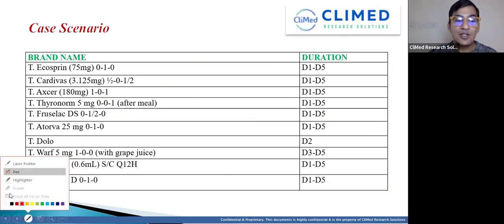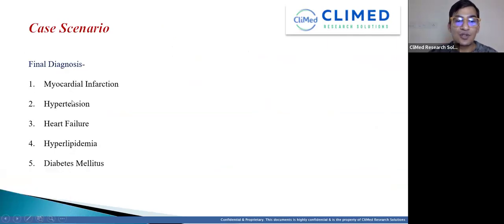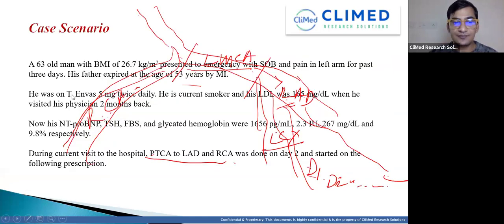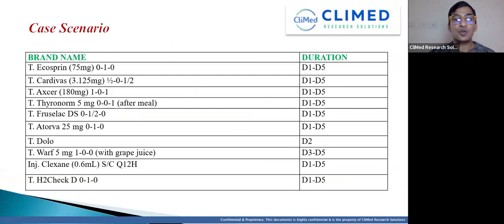Now I'll come to the point for all of you. So this is the prescription, guys. Check it carefully. Ecosprin 75 mg, once a day.